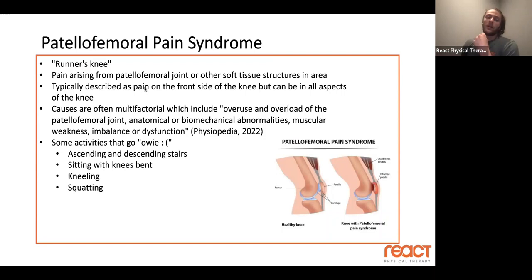So we're going to talk about patellofemoral pain syndrome. This is one of those conditions where the patella is not gliding as well along the femur as it should. It kind of bumps around a little bit and you get irritated. It's very common in runners, which is why it has the nickname runner's knee. A lot of times people describe it as pain on the front side. It can be kind of traveling everywhere. That's the thing, there are a lot of different factors that go into it.